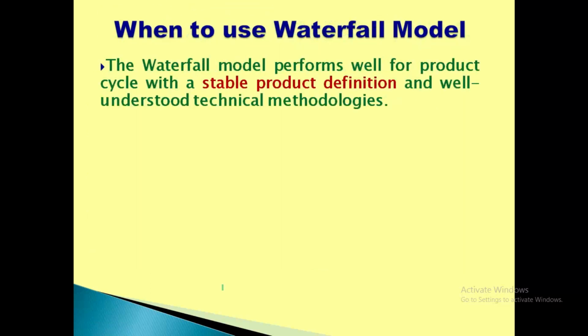So when to use it? The waterfall model performs well for a product cycle with a stable product definition and well understood technical methodologies. When we talk about a stable product definition, whatever SRS, software requirement specification, is made ready should be perfect, catering to all the needs of your product or information system. The waterfall model is good when you have a stable product definition in terms of its requirements, which can be functional or non-functional, and all the technical methodologies are well understood in the very beginning through the technical feasibility study.